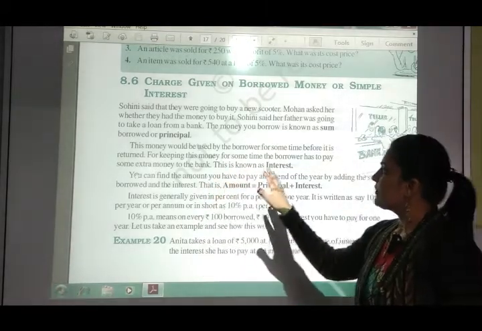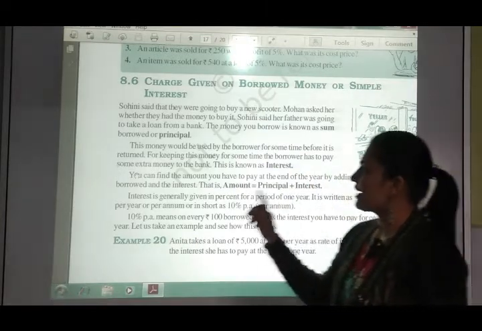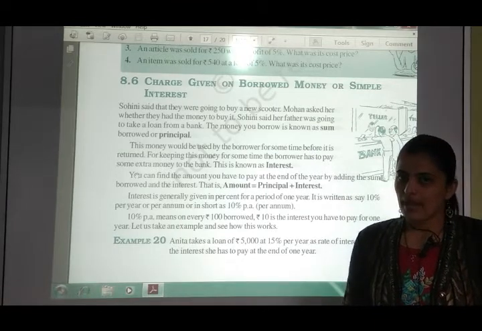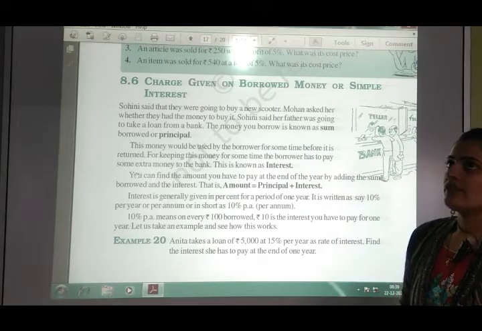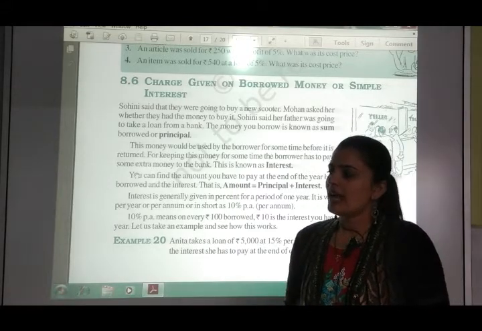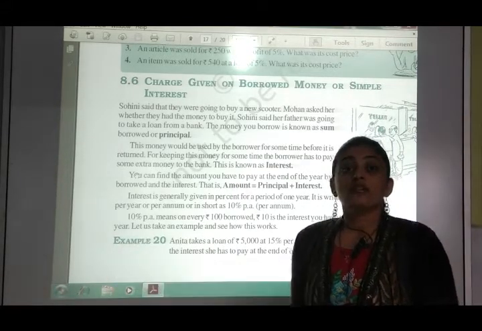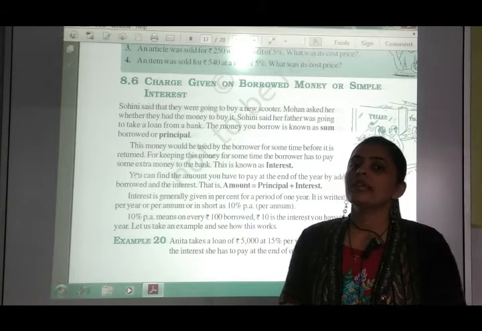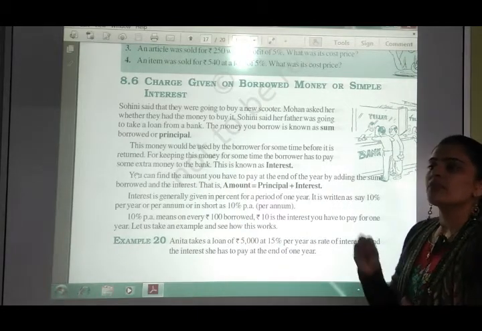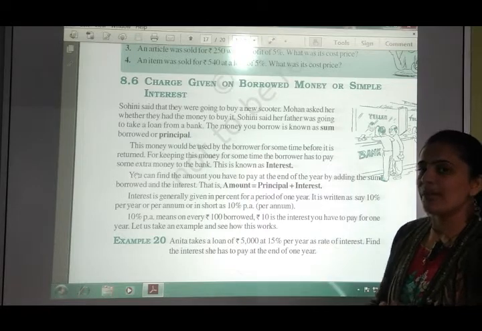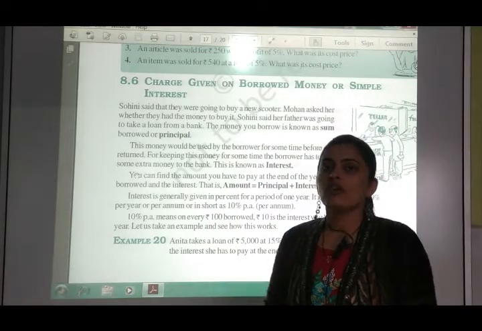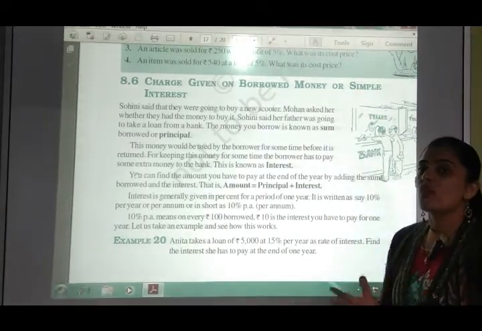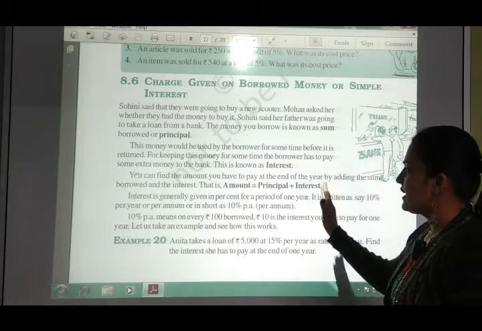For keeping this money for some time, the borrower has to pay some extra money to the bank. Now suppose you are taking 500 rupees from the bank and you need it for 2 months or 3 months. After that 3 months you have to pay back that money. Whenever you pay it back, you have to pay some extra charges for keeping that money for 3 months or 2 months. So suppose 25 rupees more you have to pay back. That means after 3 months you have to pay back how many rupees? 525 rupees. So that 25 is what? It is interest. This is known as interest.